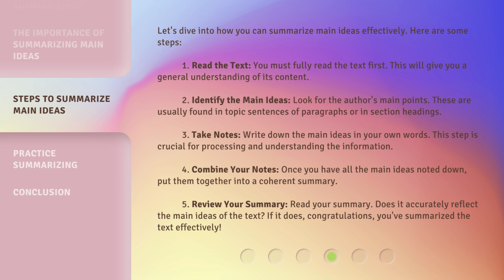2. Identify the main ideas. Look for the author's main points. These are usually found in topic sentences of paragraphs or in section headings. 3. Take notes. Write down the main ideas in your own words. This step is crucial for processing and understanding the information.